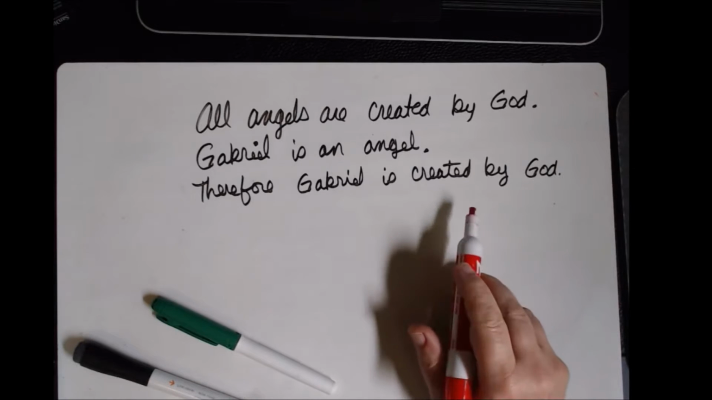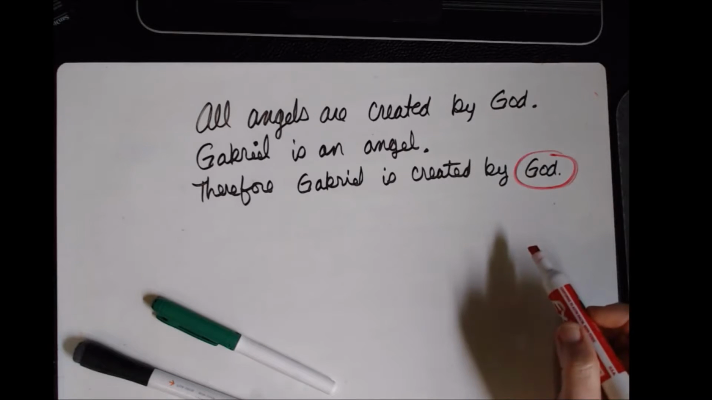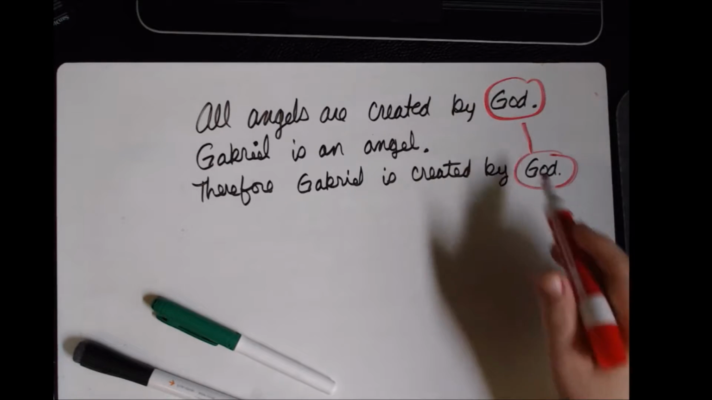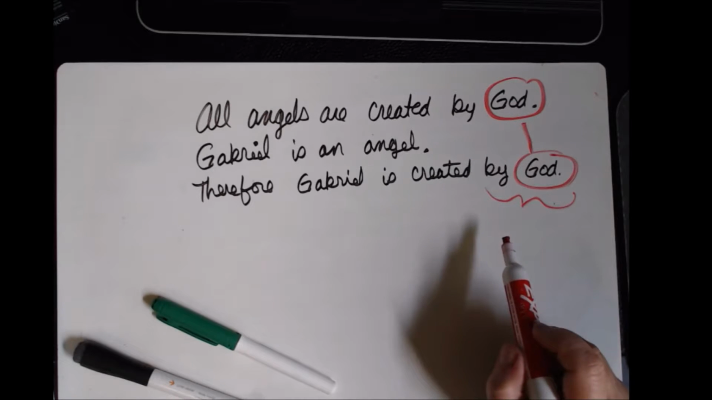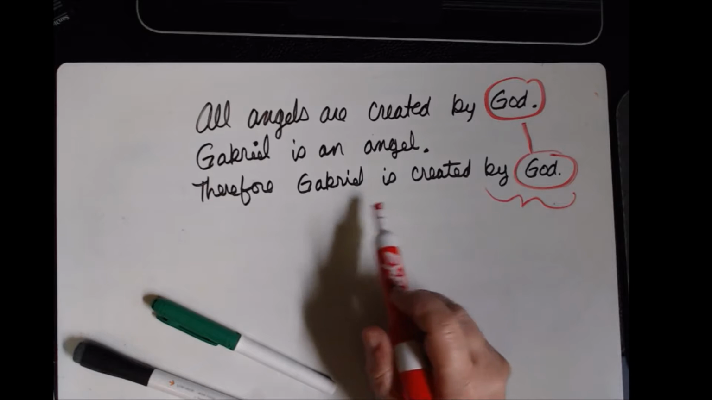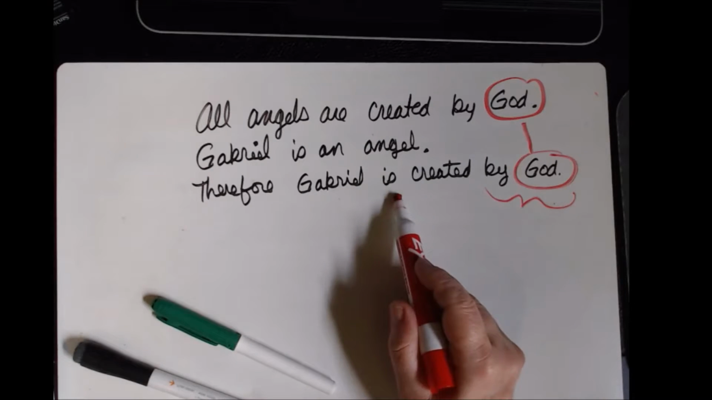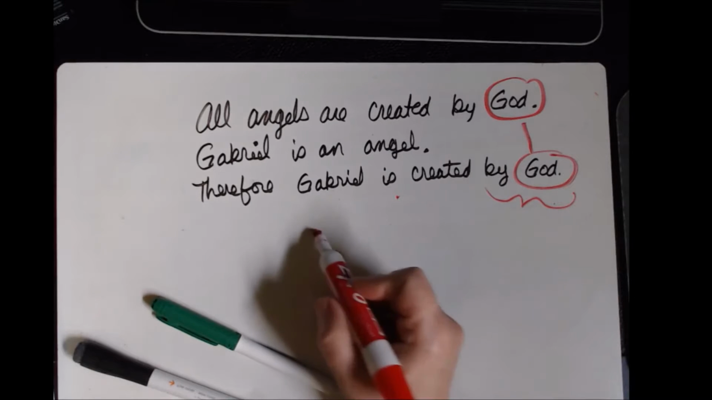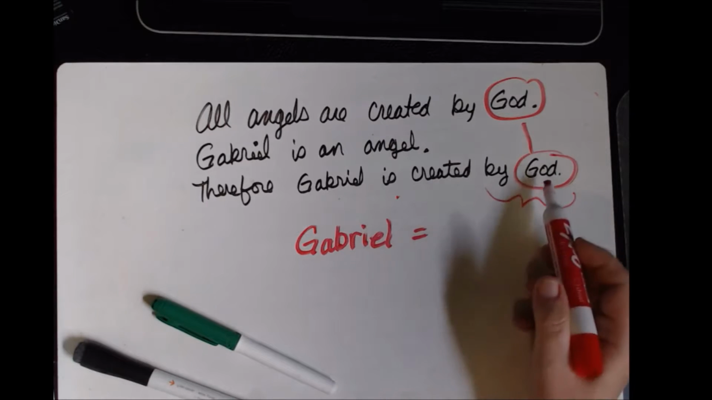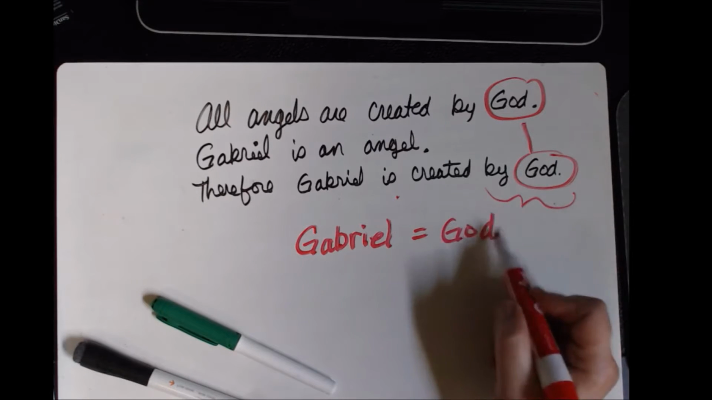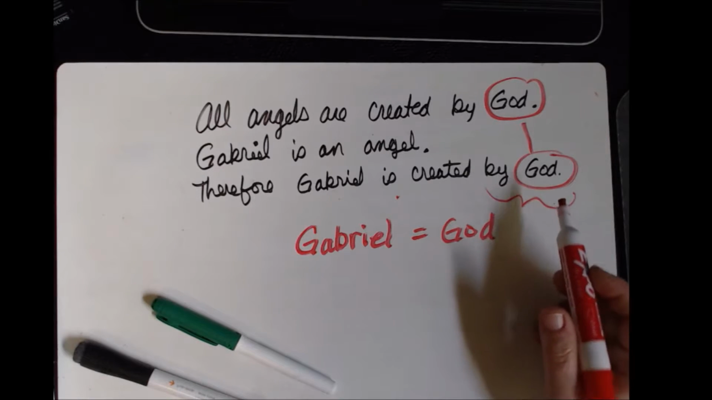Now, you actually have to be very careful here. Most of you were just putting God, and you were saying this was your major term. But let's actually talk about grammar for a second. This is actually in a prepositional phrase. What you're trying to find is 2 things that are set to be equal in here. They're saying Gabriel is equal to what? In this conclusion, what are they saying Gabriel is equal to? They're not saying Gabriel is equal to God. That's not what it's trying to say at all. It's trying to say Gabriel is a thing created by God.